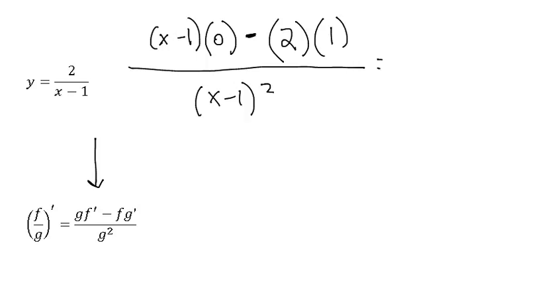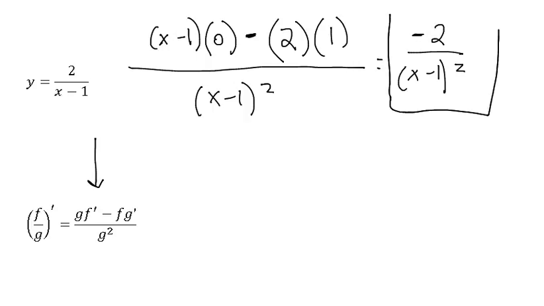When you simplify that out, you end up getting negative 2 on the top, and x minus 1 squared on the bottom. And this is your answer. And what the quotient rule solves for is the slope of the tangent. So that's what you have just found, the slope of the tangent. Let's move on to one more example.